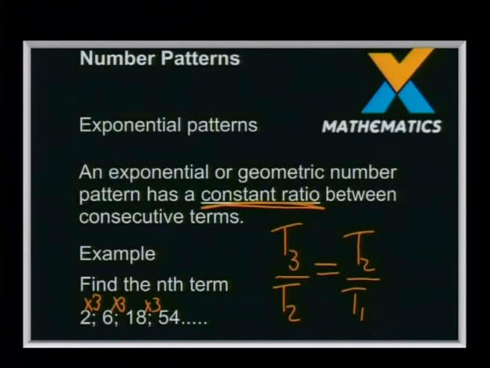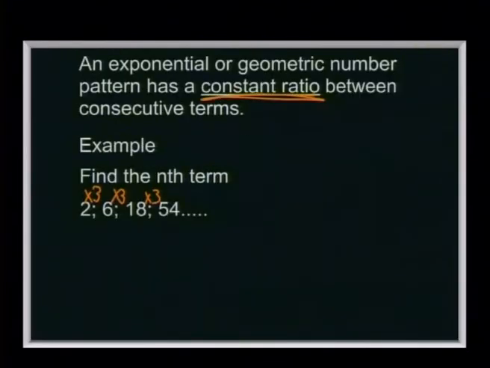Let's have a look at this example that we are given. We are told 2, 6, 18, 54. So we've already spoken about that for a bit. And they want us to determine the nth term. So they could have also phrased this question, find an expression for the general term. That would also have been fine. So let's have a look quickly at how we would do that.